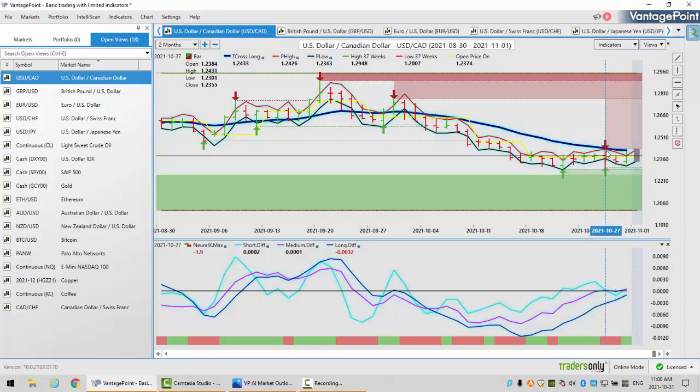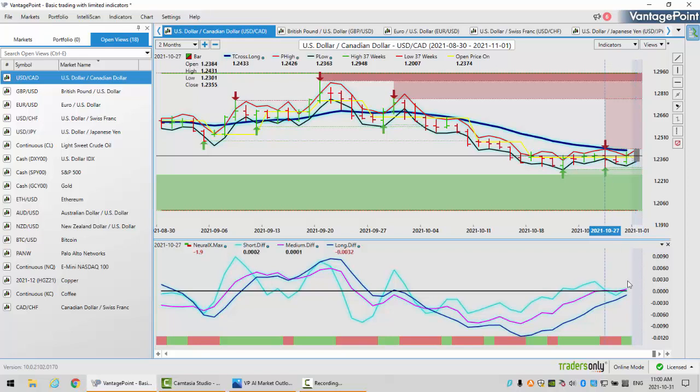So right now we have a verified resistance high at 124.31 and we have the Vantage Point predicted high at 124.27. So if you still feel that the Canadian dollar is going to strengthen, which is a reasonable analysis, then this is where you would sell.